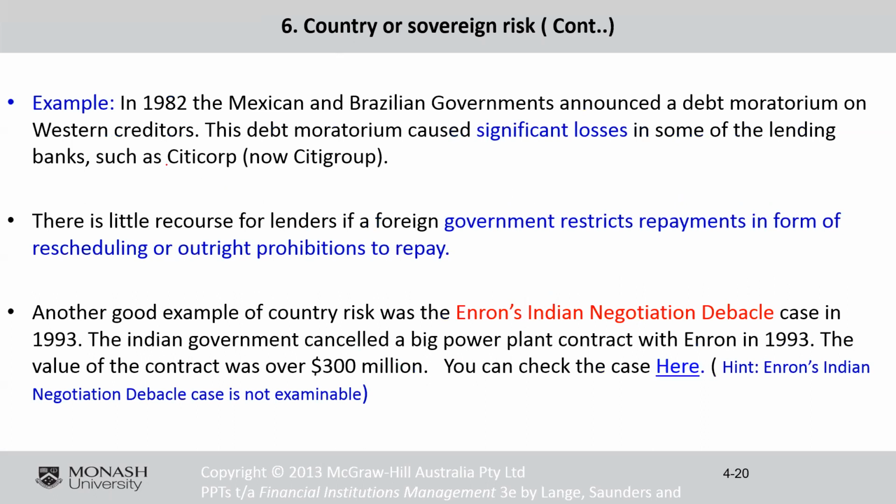We have seen in 1982, when there was a drop, the Mexican and Brazilian governments just said they are not going to pay any loans outside the country, and they had huge loans received from Citibank and other Western creditors. And then those banks, because the governments refused to pay because of their economic problems, actually suffered significant losses, those banks who had invested. This is also country risk.